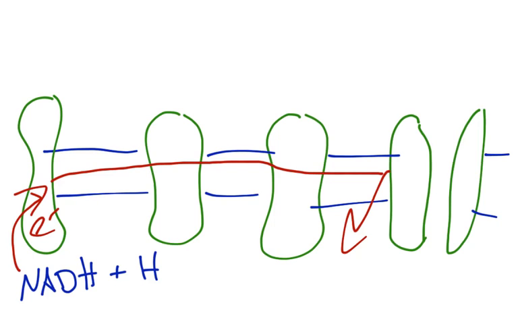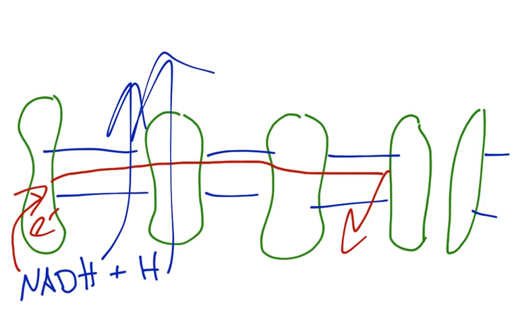As the electrons go through that, because they're really energetic, they release energy. As electrons move, they release energy, and when that happens, all the hydrogens that were on NADH get pumped across. So we brought the electrons in, they go through the membrane, and all the hydrogens we brought in get pumped across.